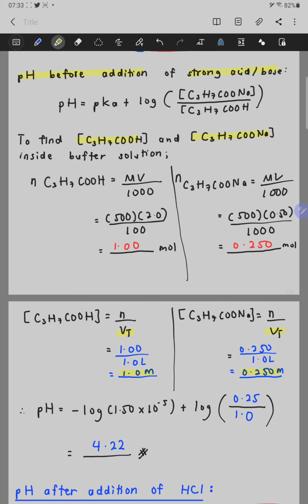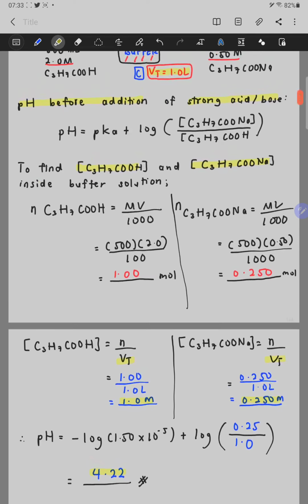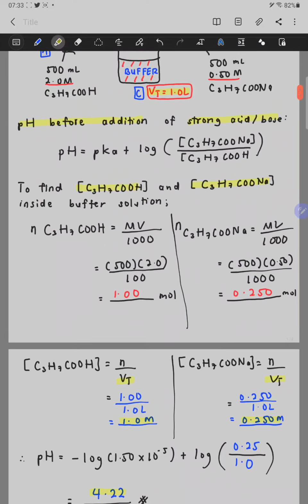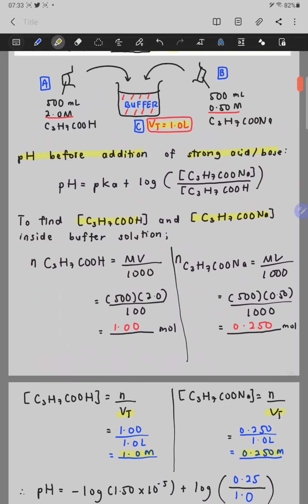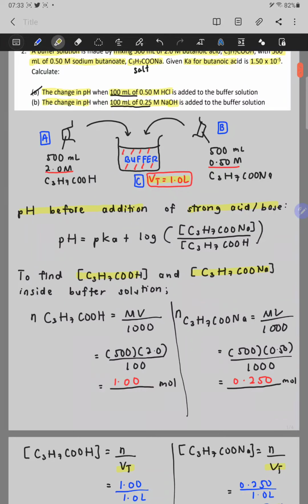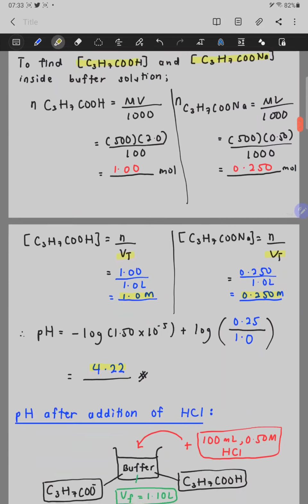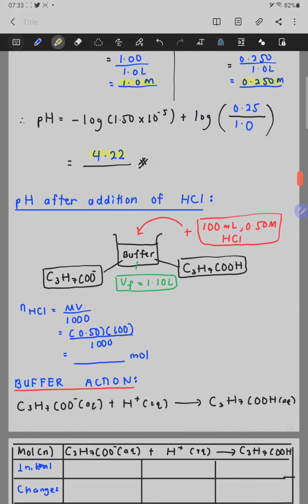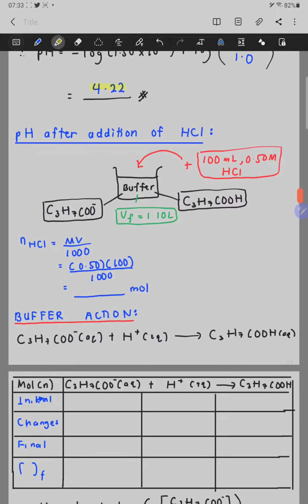So inilah dia pH of buffer before kita add strong acid and strong base. Okay, now kita belum lagi settlekan yang A sebab kita nak cari the change in pH kan. Kita dah dapat dah pH of buffer ni, the original buffer. So right now you akan tambah, kita nak cari pH after addition of HCl.